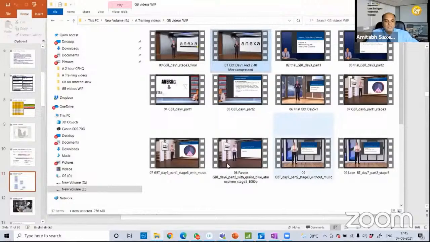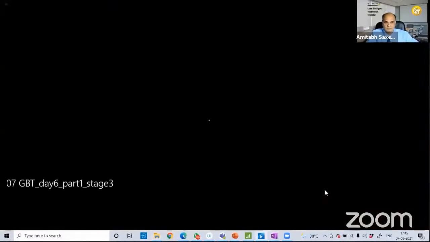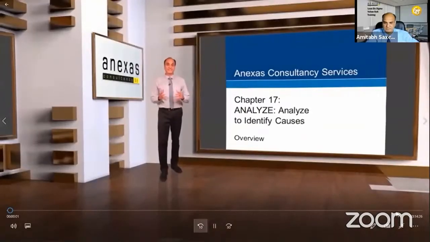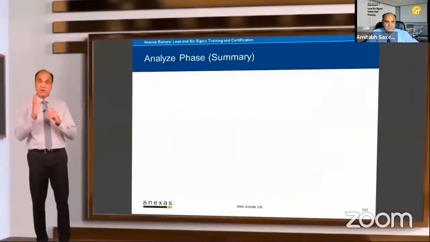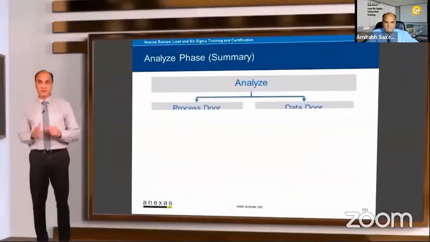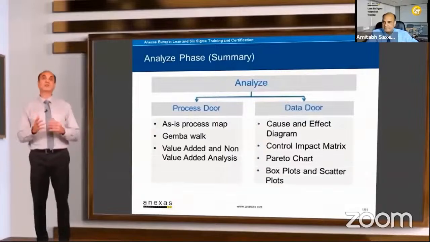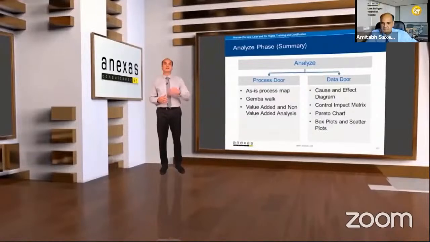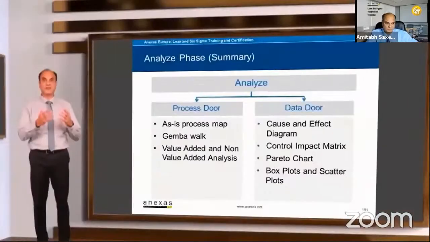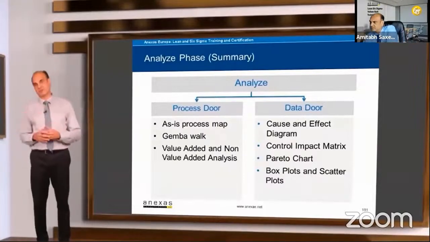Once we have collected the data in the measure phase, now it is time to analyze. After all, we have collected the data to analyze and get the root causes. How would you do that? You can follow 2 doors, process door and data door. In the data door, generally you start with a cause and effect diagram, then move to control impact matrix, then maybe you would like to do the root cause analysis using 5Y techniques, or you can move on to the Pareto analysis and get your vital few. Once you have got the root causes, you can validate them using box plots and scatter plots.